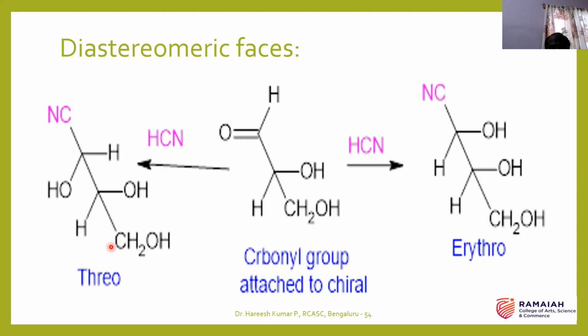And here one more thing: overall you need to remember that this moiety is called a diastereotopic molecule, and this site is called a diastereotopic site. The nucleophile can attack from either side, this side as well as this side. Attack from this side is called Si face, attack from this side is called Re face. So that is the reason, being diastereotopic, it is possible to get erythro as well as threo.